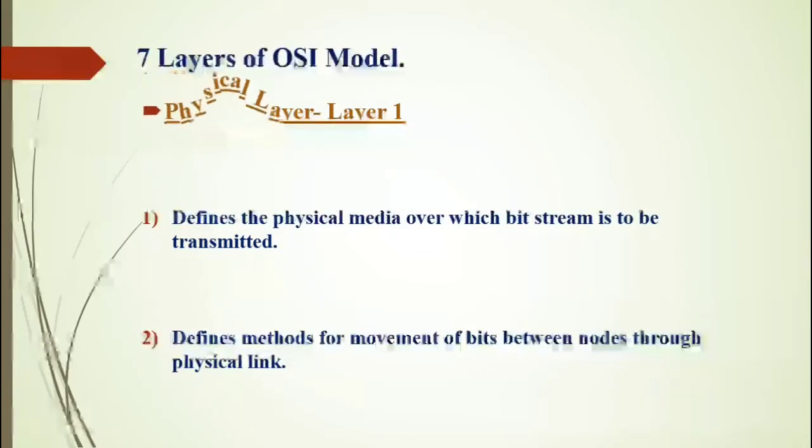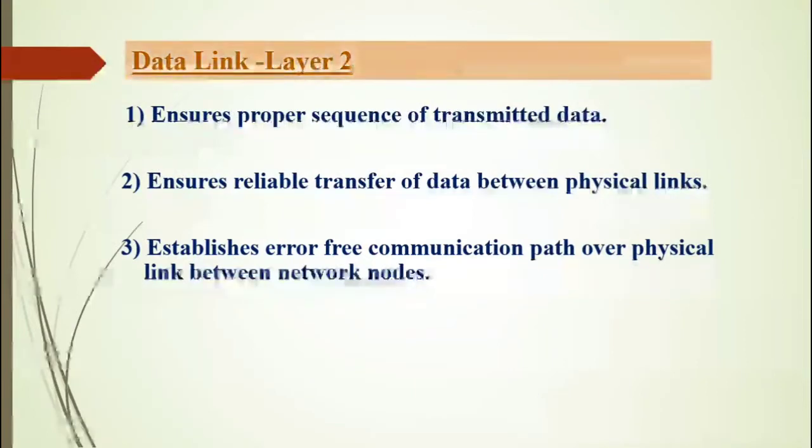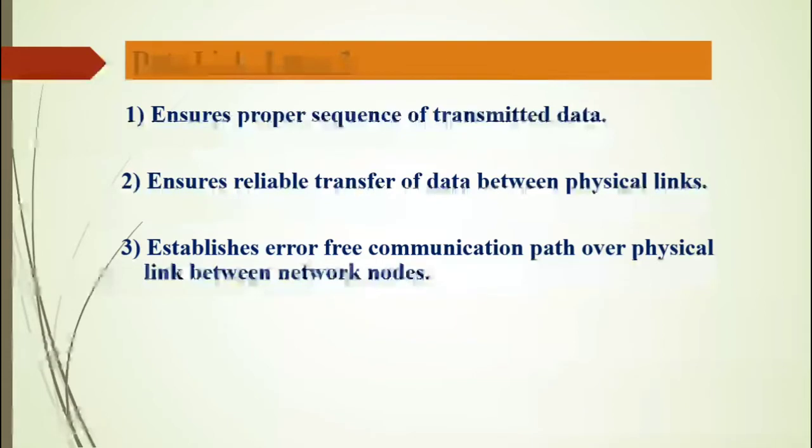We'll move to the second layer, that is the data link layer. The data link layer is responsible for node to node delivery of the message, point to point delivery of the message. The main function of this layer is to make sure that data transfer is error free. There should not be any error from one node to another node over the physical layer.